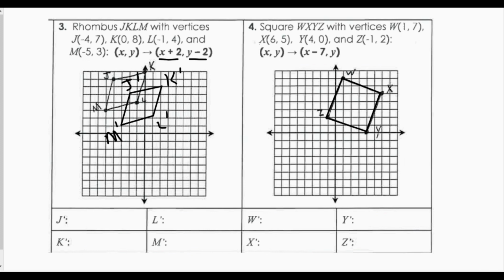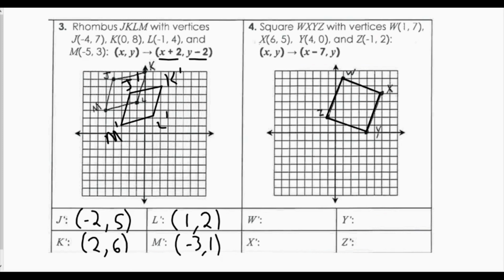And then I will list my coordinates. So J prime would be -2, comma 5. L prime would be 1, comma 2. K prime would be 2, comma 6. And M prime would be -3, comma 1.